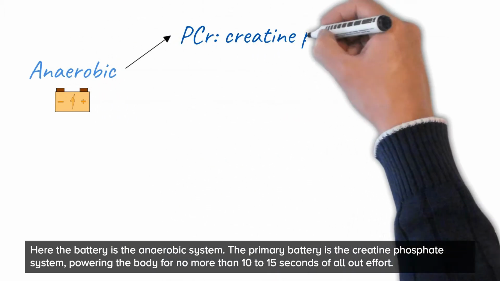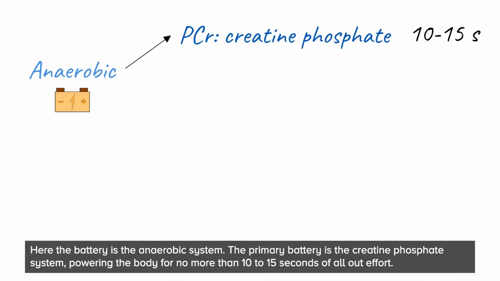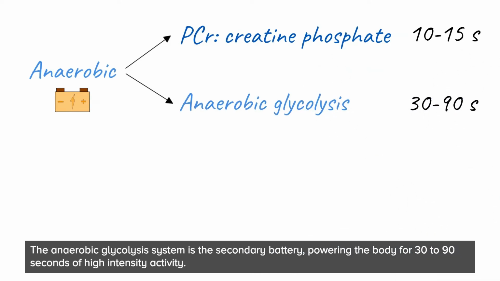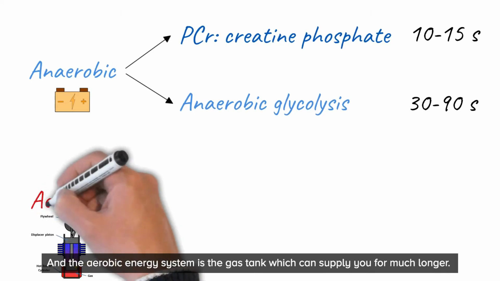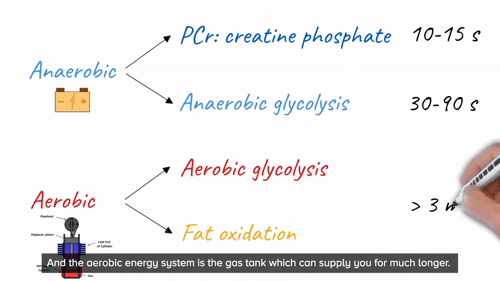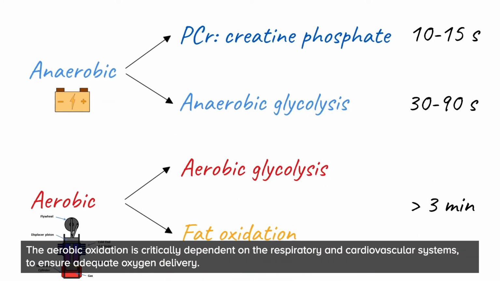The primary battery is the creatine phosphate system, powering the body for no more than 10 to 15 seconds of all-out effort. The anaerobic glycolysis system is the secondary battery, powering the body for 30 to 90 seconds of high-intensity activity. And the aerobic energy system is the gas tank, which can supply you for much longer. The aerobic oxidation is critically dependent on the respiratory and cardiovascular systems to ensure adequate oxygen delivery.